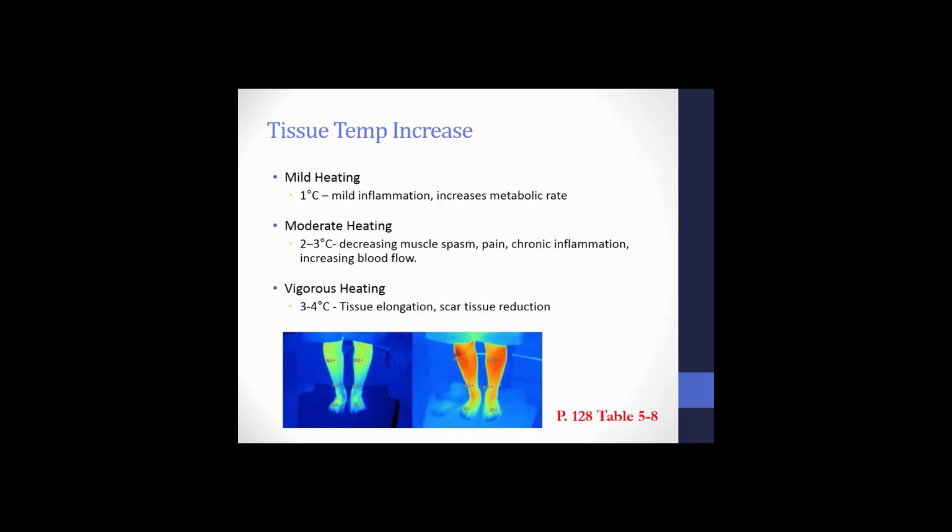Vigorous heating is associated with 3 to 4 degrees Celsius, most commonly 4 degrees Celsius or 5.4 to 9 degrees Fahrenheit, which is utilized for tissue elongation, scar tissue reduction, and inhibition of the sympathetic activity. The information on this slide can be found on page 128 within Table 5-8 within the Starkey text.